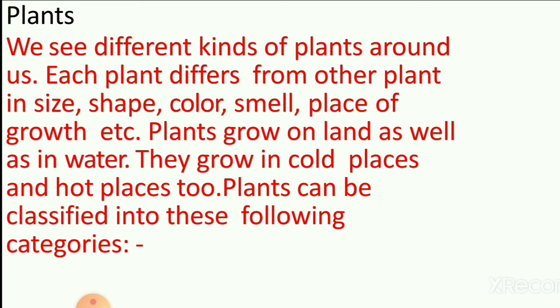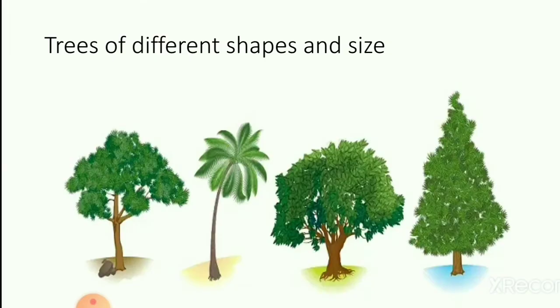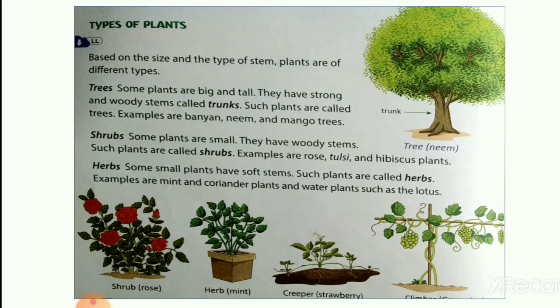That is also one type of plant. So in oceans and sea, deep inside you can see different plants. So plants can grow at any place. So this is your second page of your textbook.